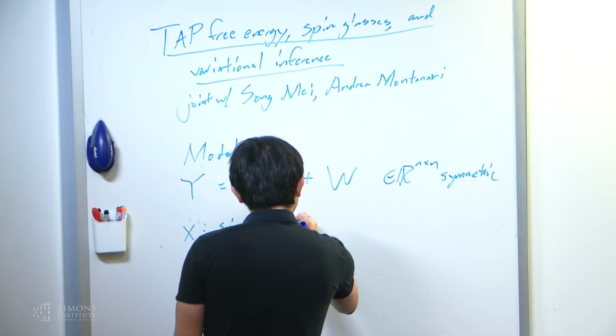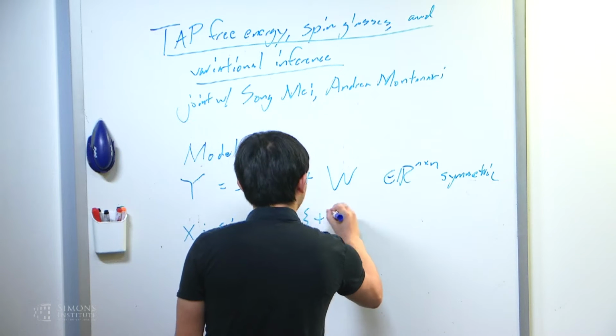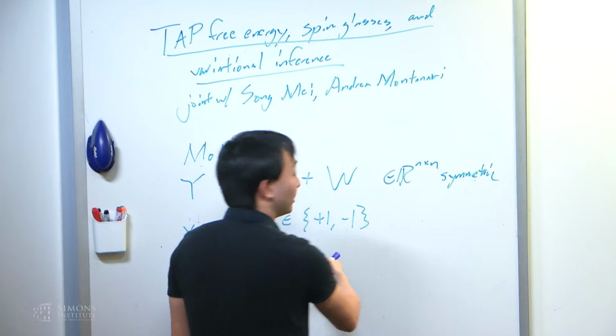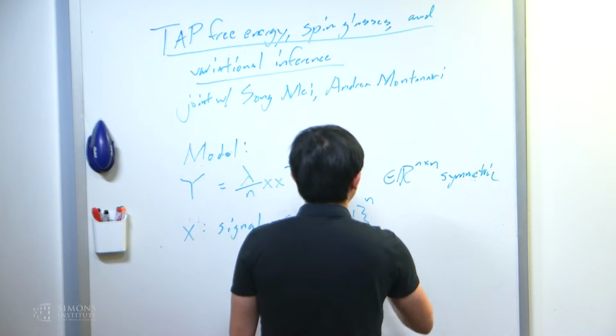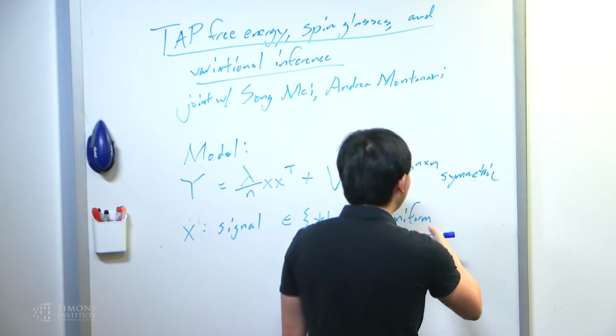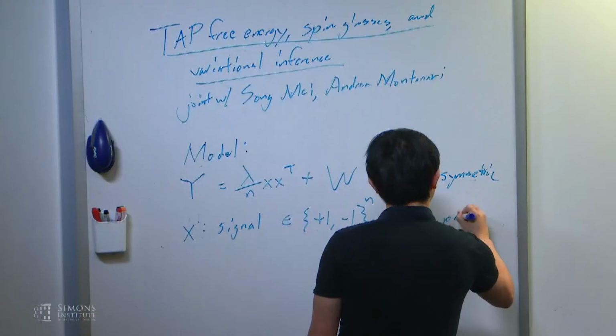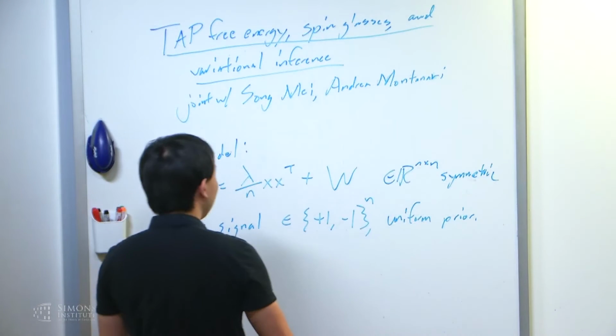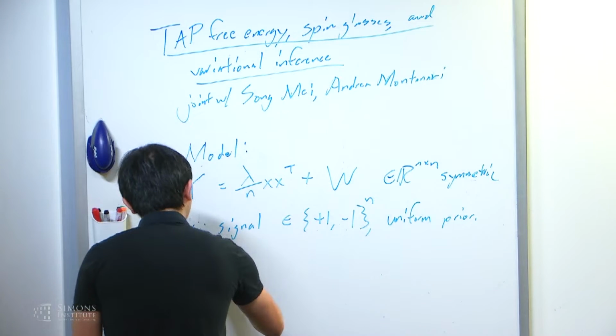The prior that we'll put is that, let's say, the signal vector belongs to the hypercube, so every entry of X is plus or minus 1. And we'll just consider a uniform prior. So each entry is, with probability half, equal to plus 1, and with probability half, equal to minus 1. This matrix W here is our noise.